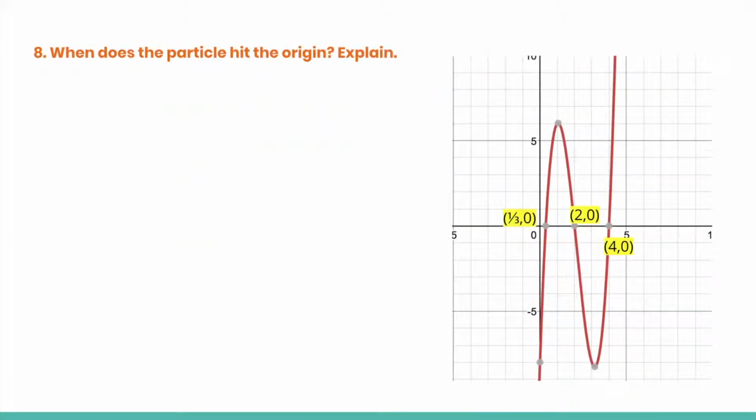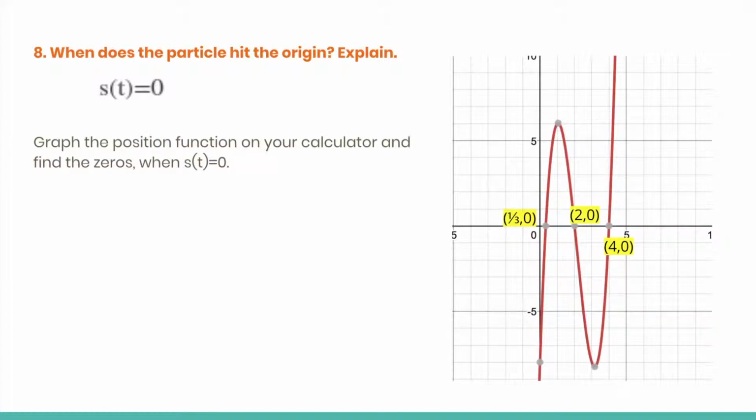The next question is, when does the particle hit the origin? For this problem, the particle hits the origin when S of t equals 0. So you're going to graph the position function on your calculator and find the zeros when S of t equals 0. But I've already done this for you, so on the graph you can see that when S of t equals 0, t equals 1/3 or 0.33 repeating, 2, and 4 seconds.